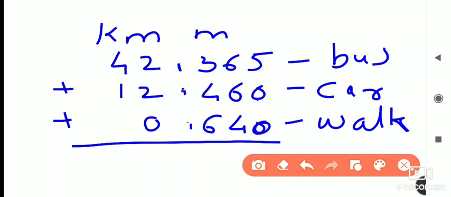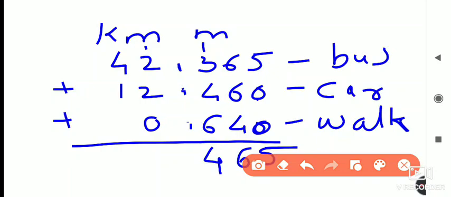So 5 plus 0 is equal to 5. 6 plus 6 is 12, and 12 plus 4 is 16. So I will write 6 here and 1 will come here as carry. Now the next term: 6 plus 4 is 10, and 10 plus 4 is 14. So 4 will come here and 1 goes here for the carry.